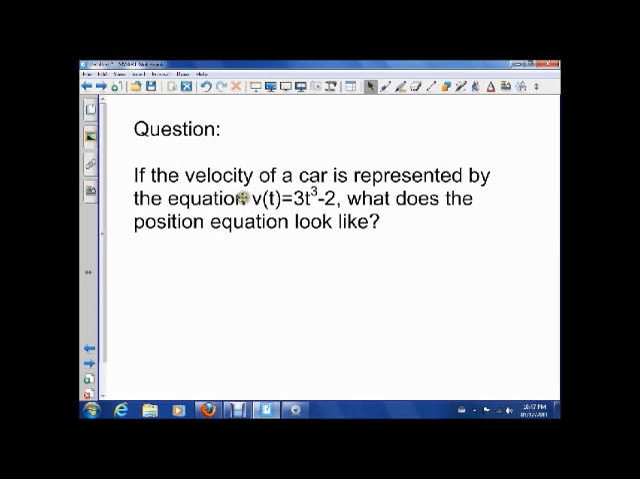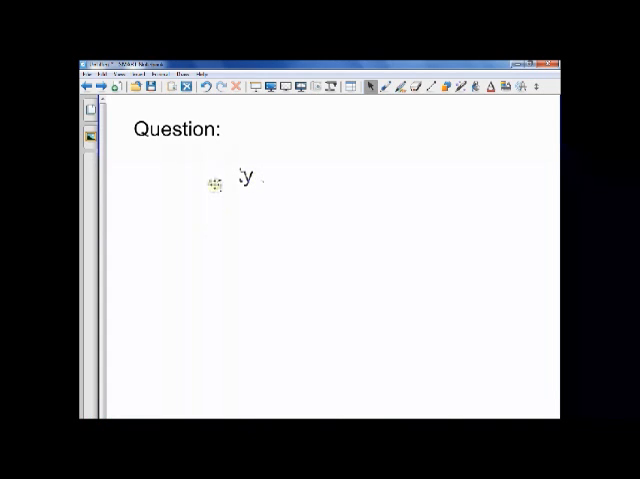One of them is, if the velocity of a car is represented by the equation v of t is equal to 3t cubed minus 2, what does the position equation look like? So remember, before we would have the position and we'd have to figure out the velocity. Now we have the velocity and we want to know the position.